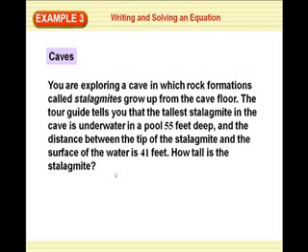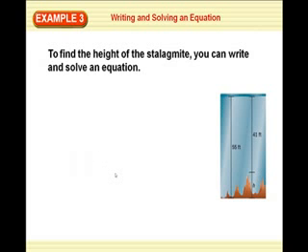Okay, example 3, caves. You're exploring a cave in which rock formations called stalagmites grow up from the cave floor. The tour guide tells you that the tallest stalagmite in the cave is underwater in a pool 55 feet deep, and the distance between the tip of the stalagmite and the surface of the water is 41 feet. How tall is the stalagmite? It's sometimes best to draw a picture. So here is the picture, and it says the height of the stalagmite is the difference from the tip. You can see that the H is what we're trying to find.